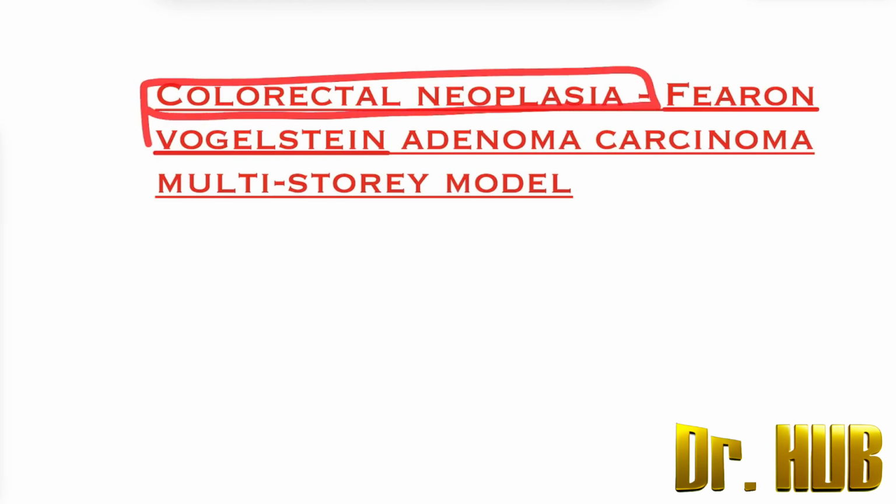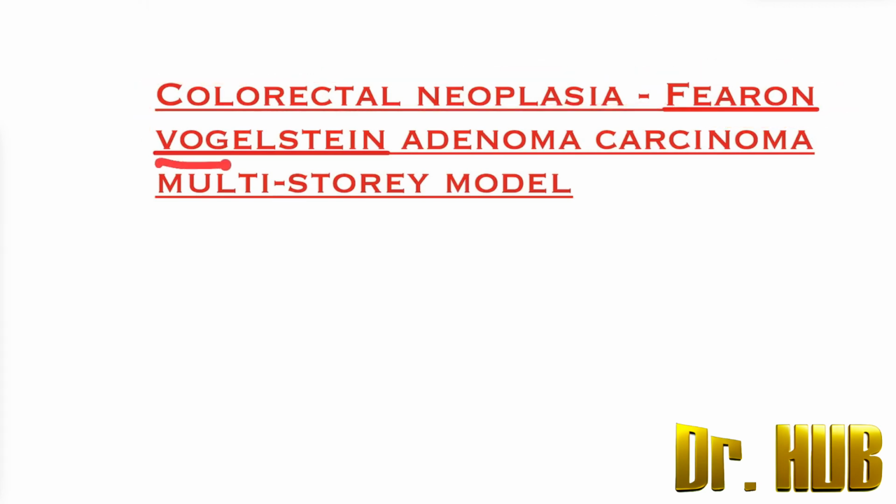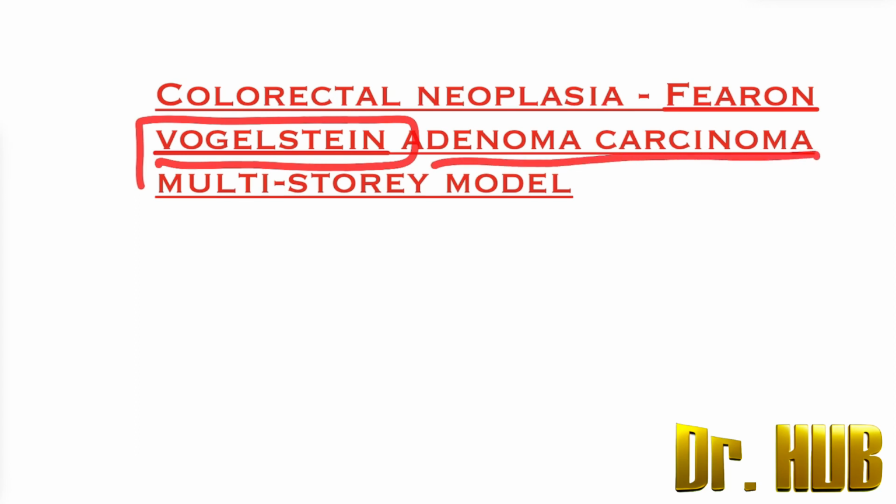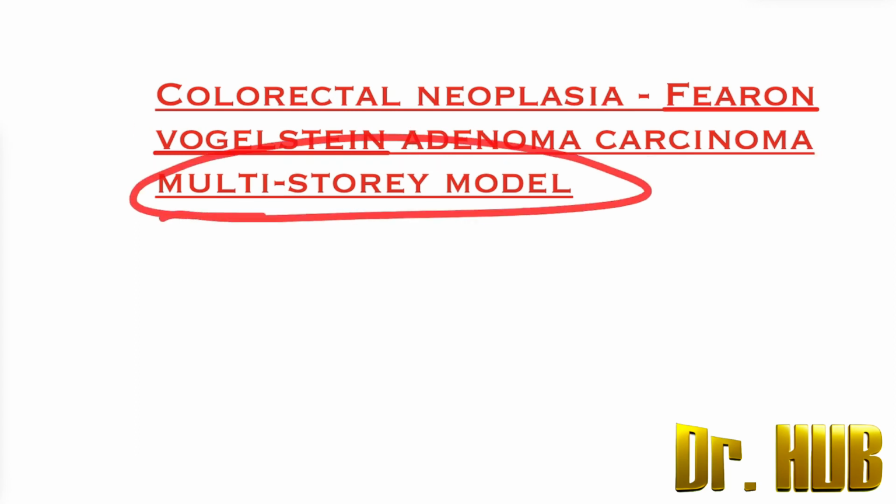Colorectal neoplasia, that is the Fearon-Vogelstein adenoma-carcinoma multi-step model. So what is happening here? First, there is the presence of normal colonic epithelium. Then the next step is the dysplastic aberrant crypt foci.